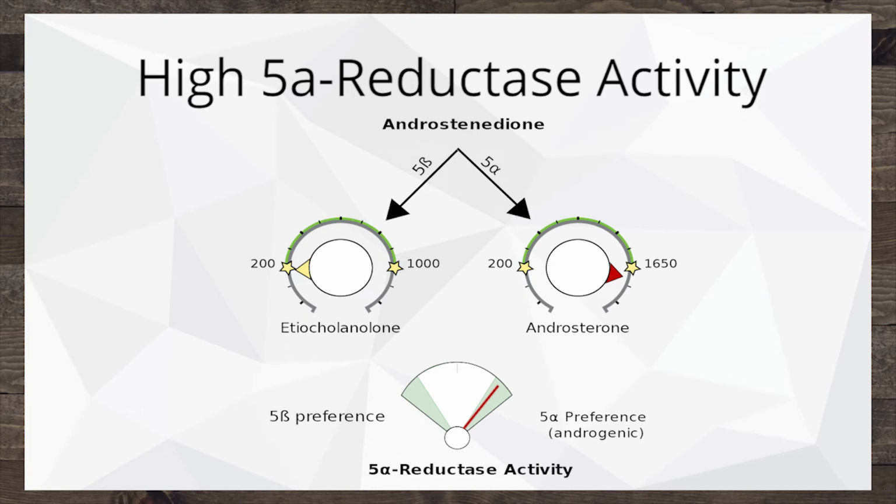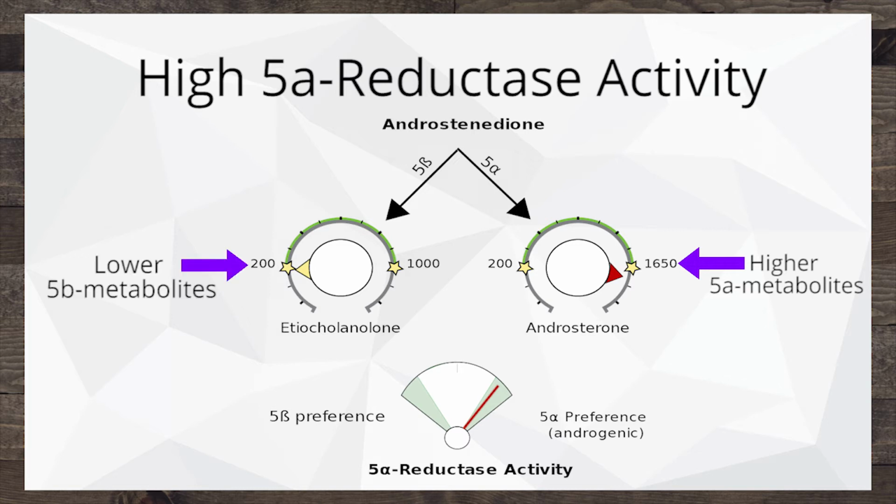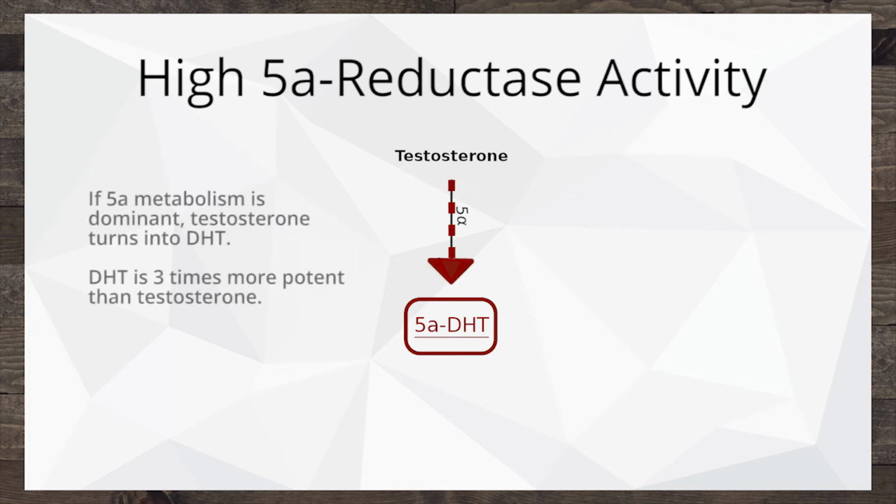So if we've got a patient who has, let's say, elevated levels of androsterone. Androsterone is a 5-alpha metabolite. On the other hand, etiocholanolone is a 5-beta metabolite. So if androsterone is elevated and the etiocholanolone is relatively low, what that tells you is that the metabolism tends to favor towards the alpha side of things. What does that mean? Alpha metabolites are more androgenic. Beta metabolites are less androgenic. Most famously, when testosterone pushes towards DHT, it has to go down the 5-alpha pathway.